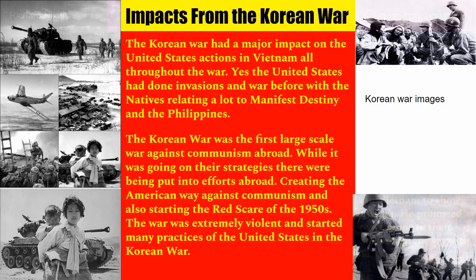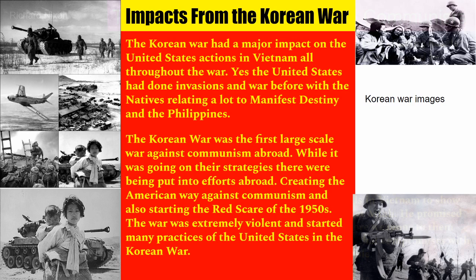So let's take a quick look at the impacts from the Korean War. What would happen? What would be the massive events that would kick off a lot of things? Well, let's take a look at the impacts. The Korean War had a major impact on the United States for their actions in Vietnam in general. So a lot of the methods that were used by the United States in the Korean War would be transferred to the Vietnam War, like the ruthless murder of citizens, interrogations, general no compromises, the overall excuses for the wars, all that sort of thing would be massively used.